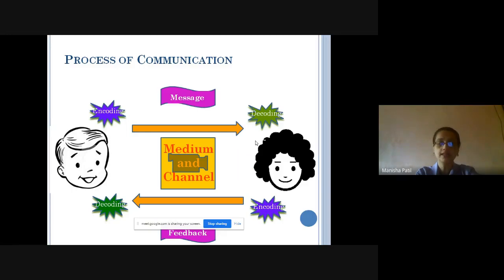You can see that there are barriers. Any type of obstruction, hindrance, because of which if the sender and the receiver are not able to communicate, it is known as barriers to communication.